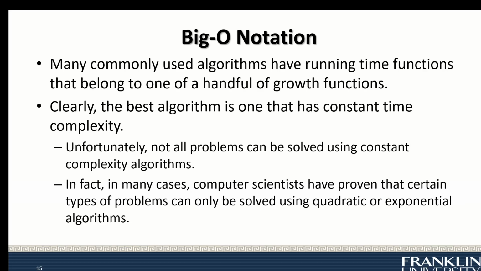Many commonly used algorithms have running time functions belonging to one of a handful of growth functions. And clearly, the best algorithm is the one that has a constant time complexity. But not every algorithm has constant time complexity. And this is what keeps computer scientists up every night. They want to find a way to prove that certain types of problems can only be solved in certain ways. This is the best way to solve this problem, and the best way is not that good.